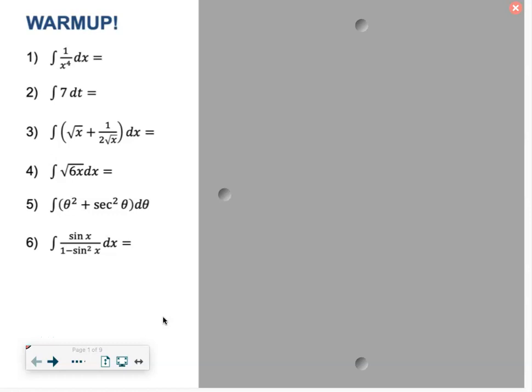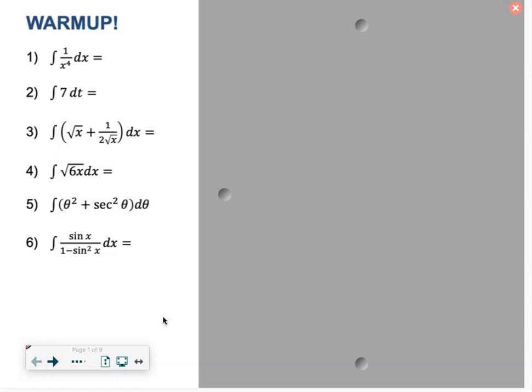So what I'd like you to do is take a minute and freeze the screen with these 6 warm-up problems. I want you to see if you can figure out these 6 antiderivatives. Some of them are easier than others. So freeze the screen, work on these 6. Once you've got your 6 answers, then unfreeze, and I'll walk through the answers.